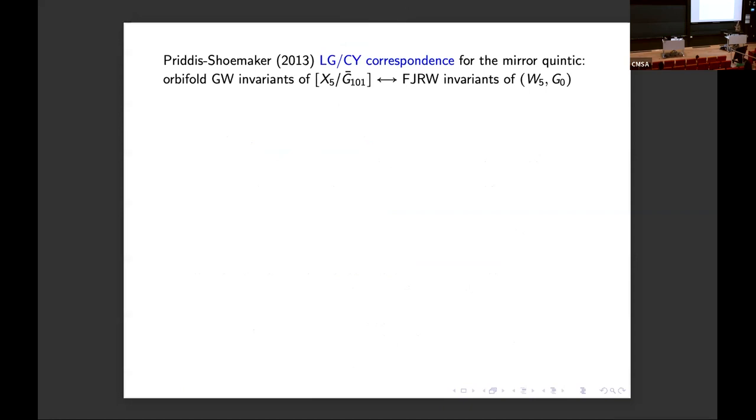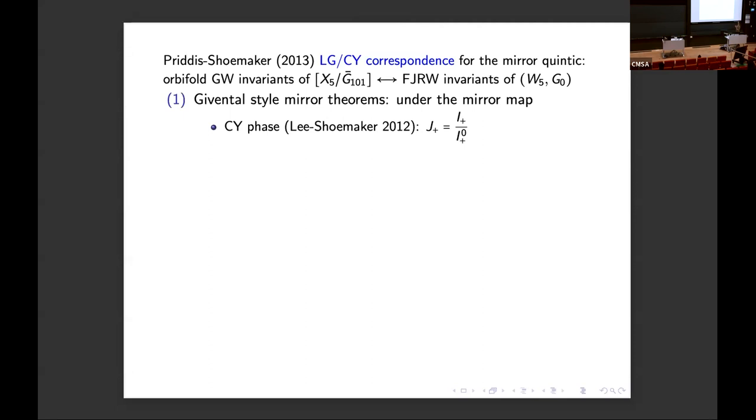In 2003, Fredis and Shoemaker proved a version of the Landau-Ginzburg/Calabi-Yau correspondence for the mirror quintic. The statement should be of the following form: Gromov-Witten invariants of the mirror quintic should correspond to FJRW invariants of W5 with the finite group G0. The proof goes as follows. Firstly, Shoemaker proved the mirror theorem on the Calabi-Yau phase. Then Priddis and Shoemaker proved the mirror theorem in the Landau-Ginzburg phase.